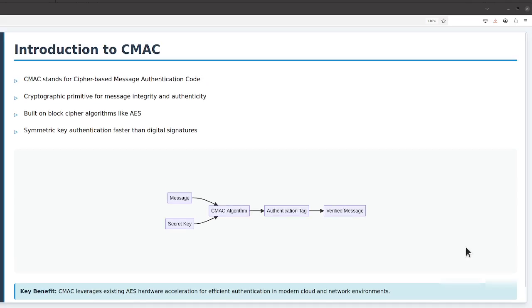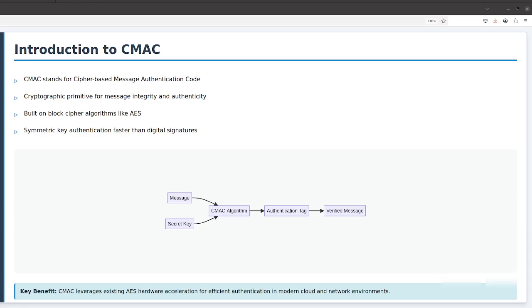Today we're diving deep into CMAC, which stands for Cipher-based Message Authentication Code. This is a fundamental cryptographic primitive that plays a crucial role in ensuring message integrity and authenticity in modern security systems. CMAC is particularly important in cloud environments where data travels across networks and needs to be verified for tampering. Unlike simple checksums or hash functions, CMAC provides cryptographic strength authentication by using block cipher algorithms. The beauty of CMAC is that it builds upon existing block cipher infrastructure like AES, which means organizations can leverage hardware acceleration and proven implementations they already have in place.